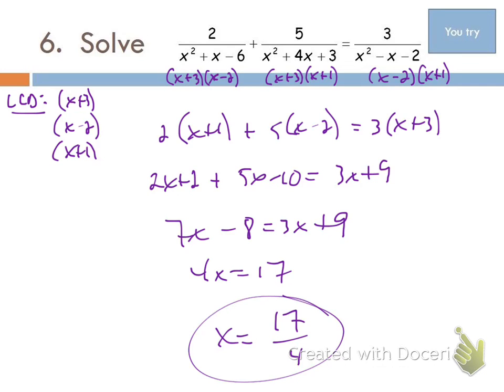Did you come up with 17 over 4? The least common denominator was x plus 3, x minus 2, and x plus 1, making our restrictions negative 3, 2, or negative 1. So, you can see the work there to get us to 17 over 4, which is a perfectly acceptable solution. So we should be in good shape. If you're not sure where that came from, come in and see me and we'll go through it.